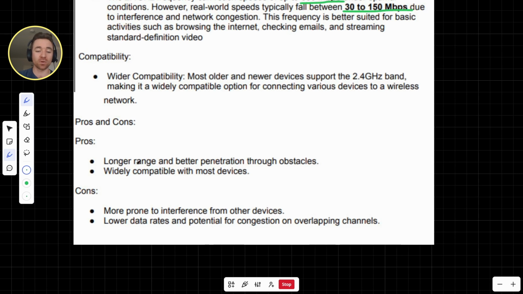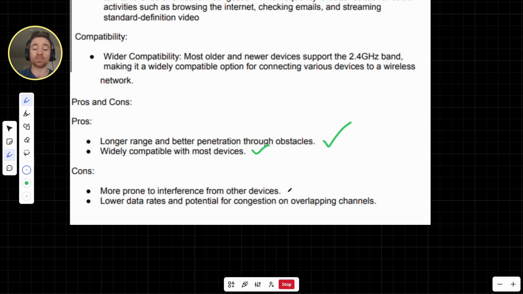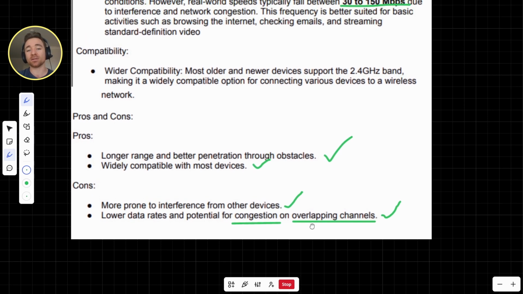Overall, we talked about the pros and the cons. It has a longer range and it can better penetrate through obstacles and walls, and it is compatible with most devices. The cons, it's more prone to interference, and it does have lower data rates, and it has the potential for congestion on overlapping channels because it only has those 3. Okay, so that's what you need to know about that one.